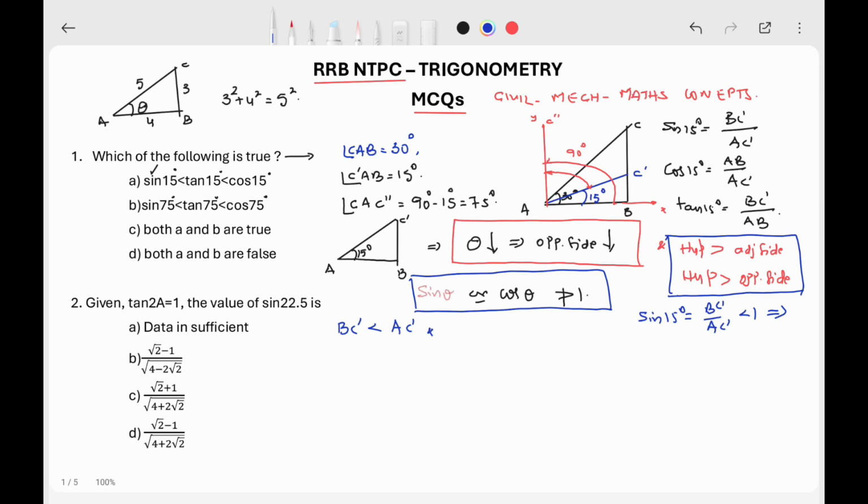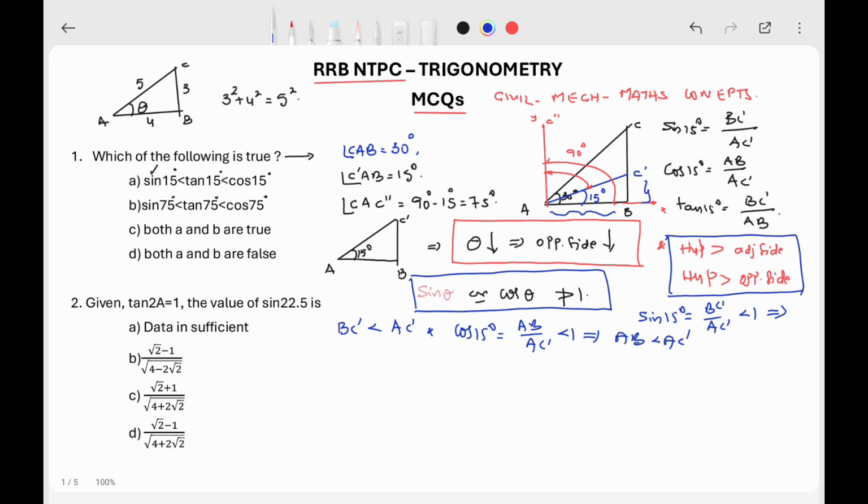And cos 15 is also less than 1. Cos 15 is equal to AB by AC dash, that is less than 1. That implies AB is less than AC dash. That means AB is also less than AC dash and BC dash is also less than AC dash. These are the principles from this.